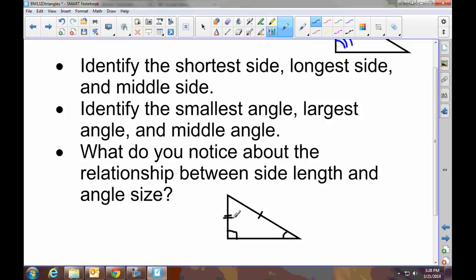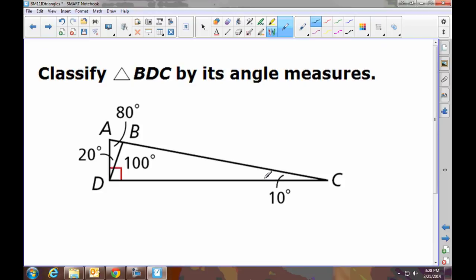And you should be able to see the relationship now, that the big side is opposite from the big angle. The little side is opposite from the little angle, and the middle side opposite from the middle angle. Okay, so if we give you a problem and tell you, here's the smallest angle, where's the smallest side? Well, you'll just go directly across from it. This has to be the smallest side.